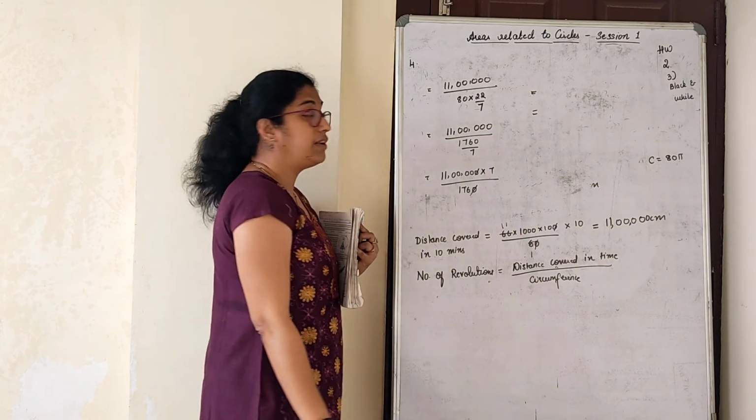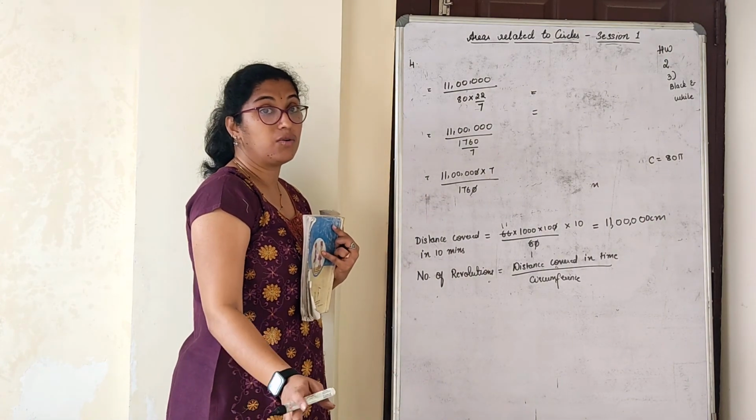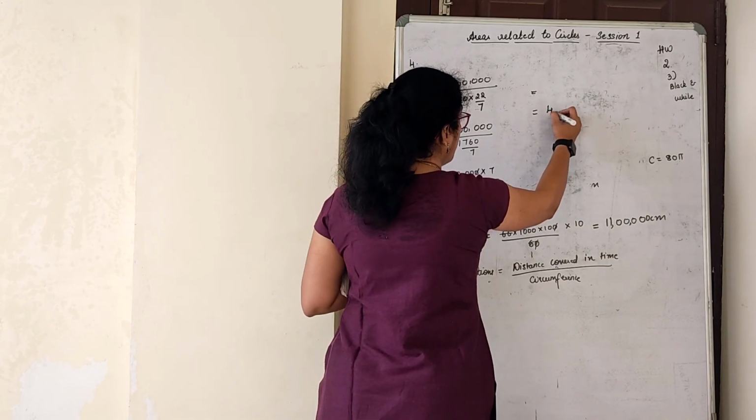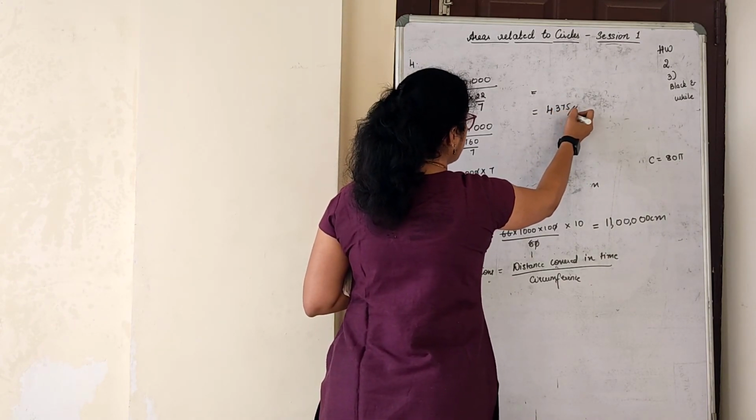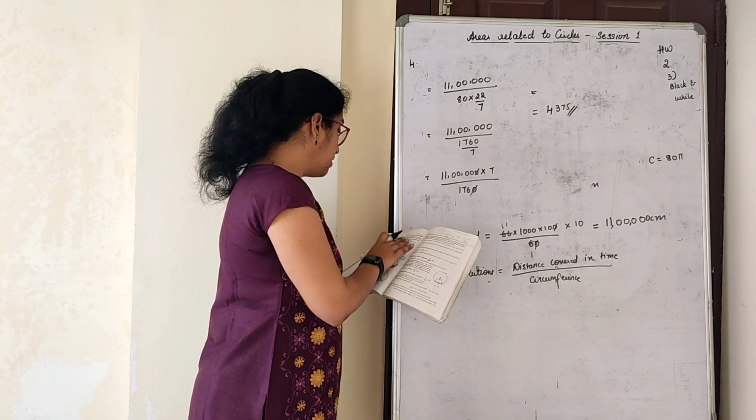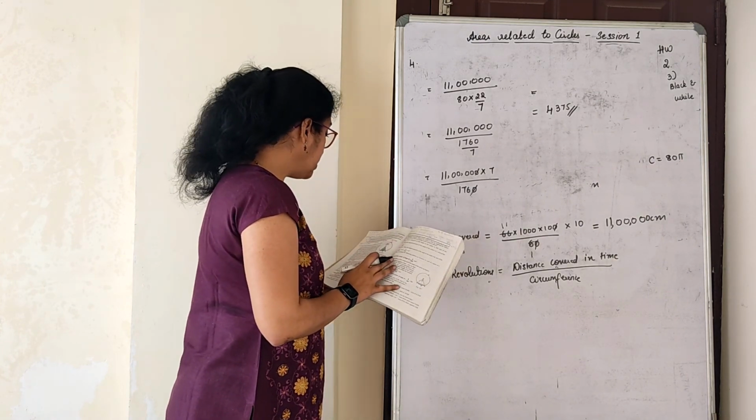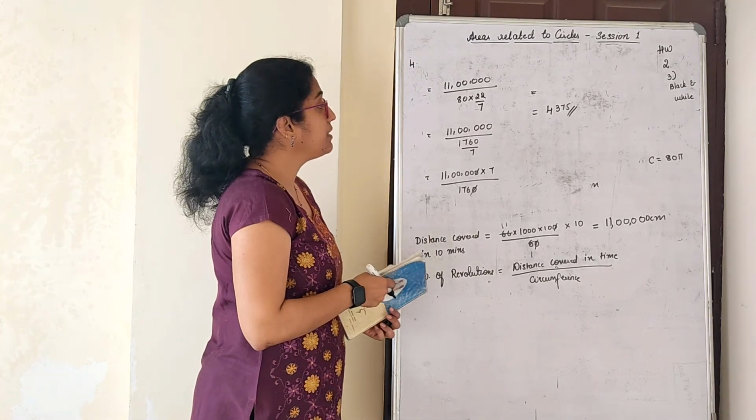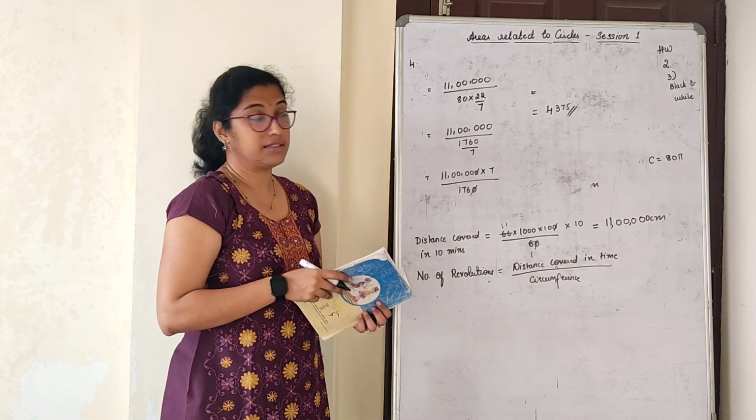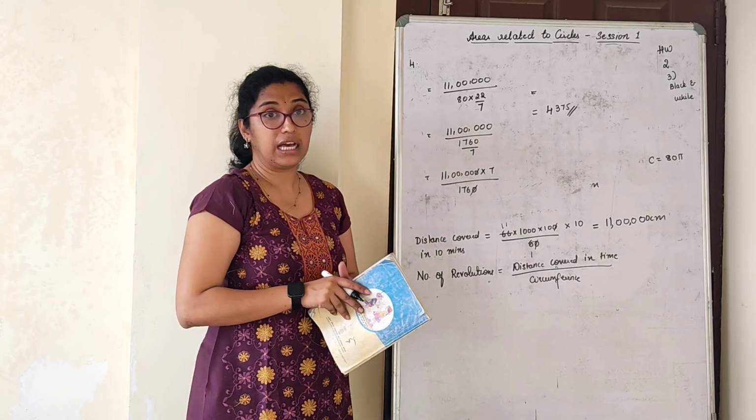Now, when we talk about number of revolutions, that has to be a whole number because it is a count. So the answer will be 4375. Give the concluding answer. Therefore, how many revolutions does each wheel make in 10 minutes? Therefore, the wheel makes 4375 revolutions in 10 minutes. That should be your concluding answer.